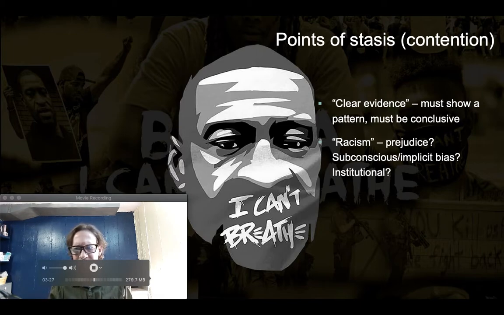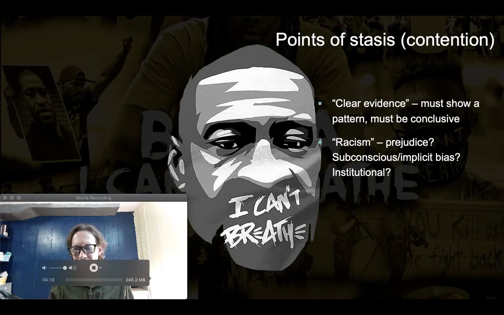Racism is the second point of contention. What do we mean by racism? Is racism just explicit prejudice, like something like using the N-word? Or, as I mentioned, is it something like subconscious or implicit bias? Implicit bias is the idea that kind of subconsciously we have biases against people of color. In fact, there's an implicit bias test online done by Harvard University that you can take that measures how much implicit bias you have. And it shows that almost everyone is implicitly biased. Even people of color tend to see black people as criminals more than white people, for instance.